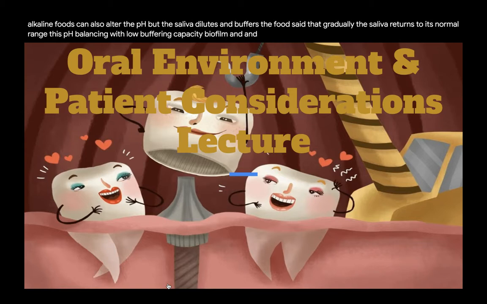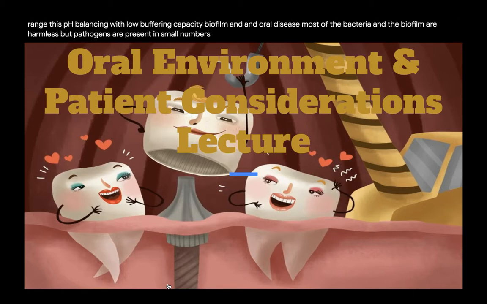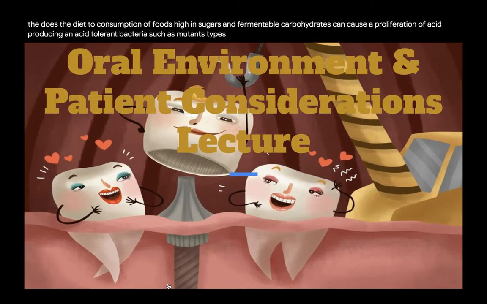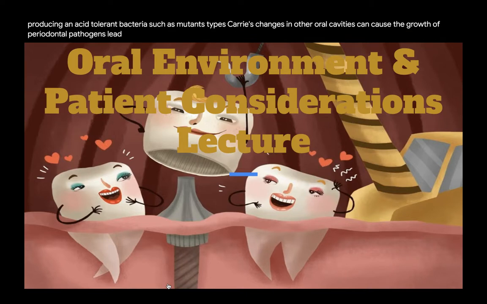Biofilm and oral disease. Most of the bacteria in the biofilm are harmless, but pathogens are present in small numbers. If systemic or oral conditions change, the potential exists for certain pathogens for both tooth decay and periodontal disease to proliferate and cause disease. Changes in the diet to consumption of foods high in sugars and fermentable carbohydrates can cause a proliferation of acid-producing and acid-tolerant bacteria such as mutans type streptococci and lactobacilli. These bacteria can cause dental caries. Changes in other oral conditions can cause the growth of periodontal pathogens leading to gingivitis, periodontitis, and periimplantitis.